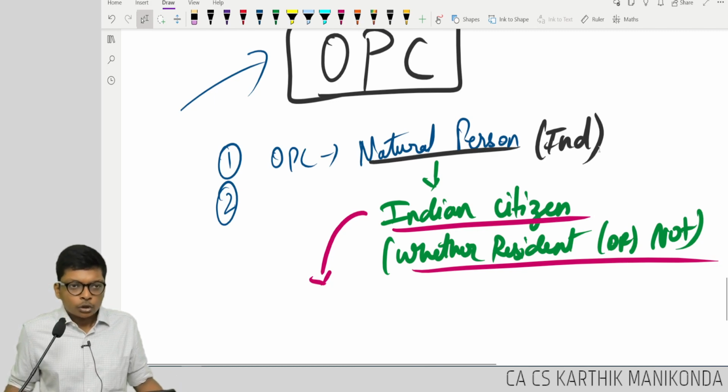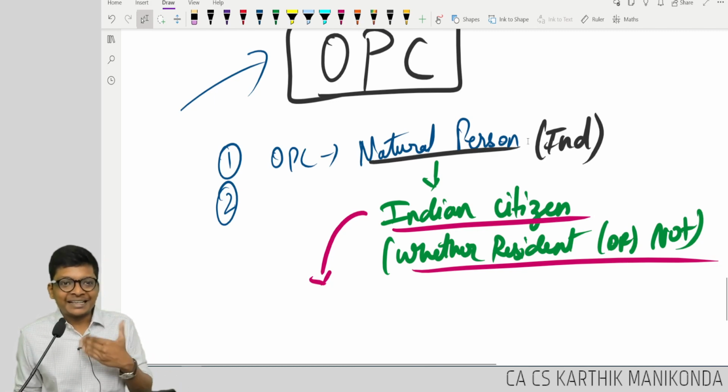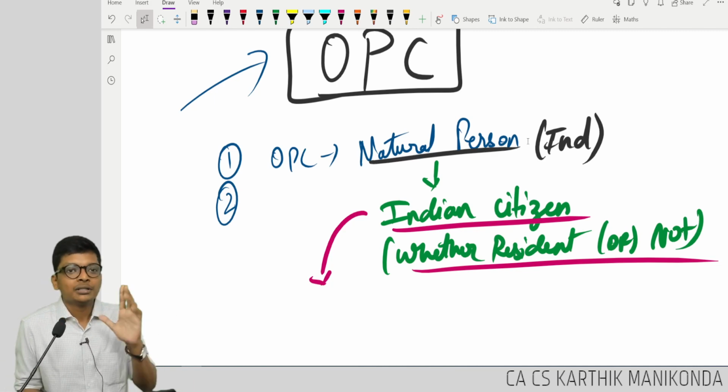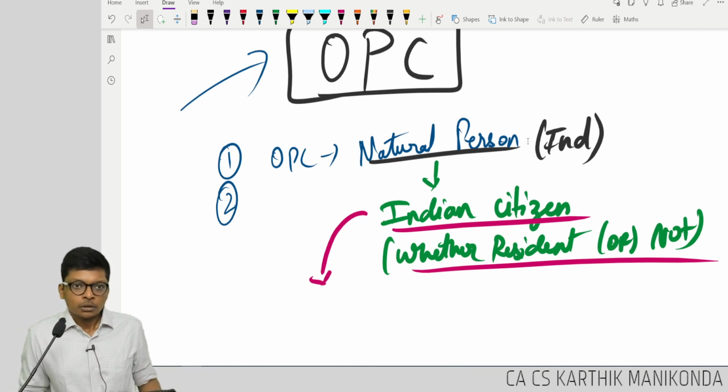Now, can Ricky Ponting, the cricket player, can David Warner, can Lionel Messi, can they start a one-person company in India? No. Are they Indian citizens? No. That is the first thing. Are you following, guys? Okay.